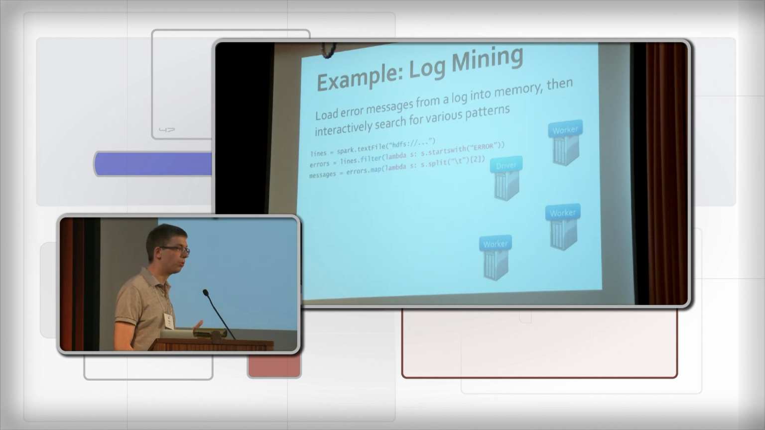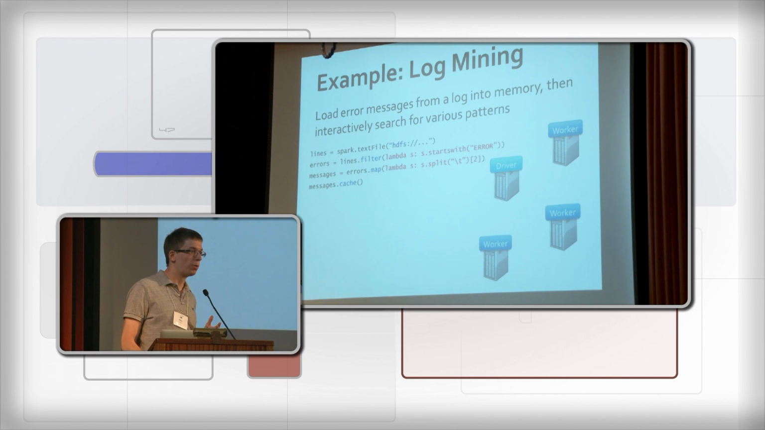Next, maybe we want to do more operations. So here I'm going to do a map. Maybe these are tab-separated fields, and I want to split each string by tabs and pull out field number 2, which is the actual error message. And finally, I can choose to cache some of the data sets, and I'm going to cache only the messages in memory. I don't want to load the whole file. I just want to keep these because these are the ones I'll be asking queries about.